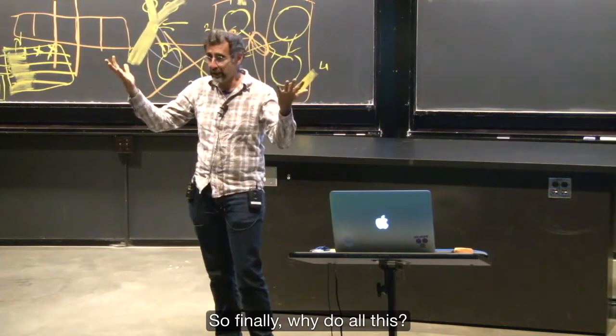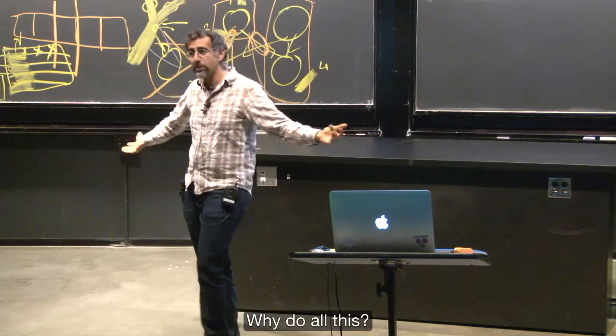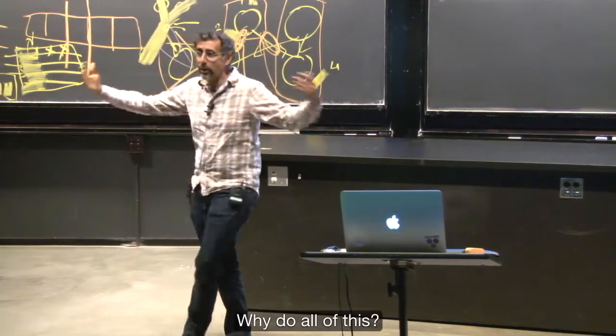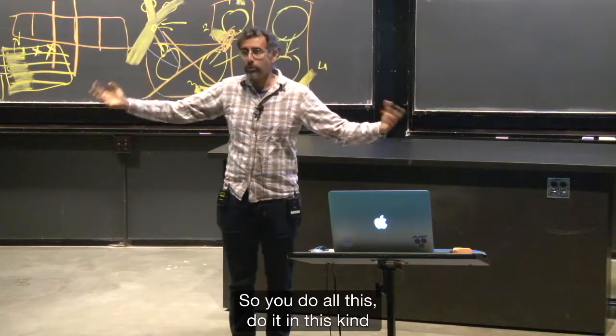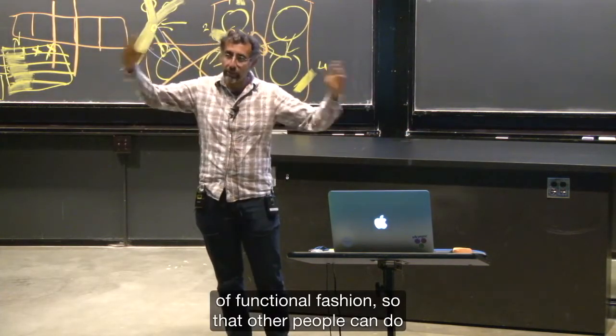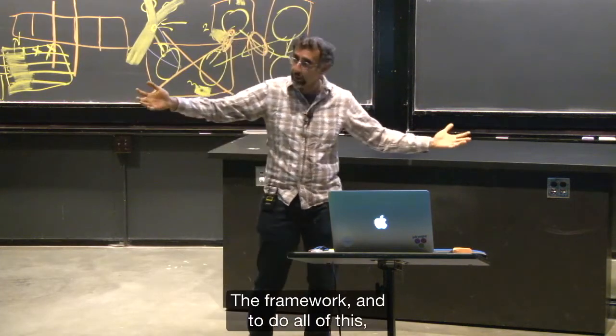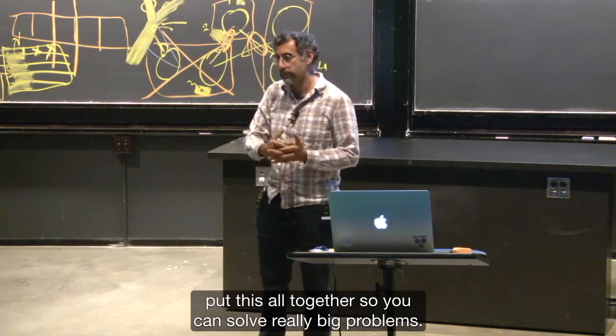So finally, why do all this? We have lots of data. We have a lot of compute. Why do all of this? Our machines are going to die. Our processes are going to die all the time. So you do all this in this functional fashion so that other people, i.e. the framework, can do a lot of the work for you. And so put this all together so you can solve really big problems. Thanks.